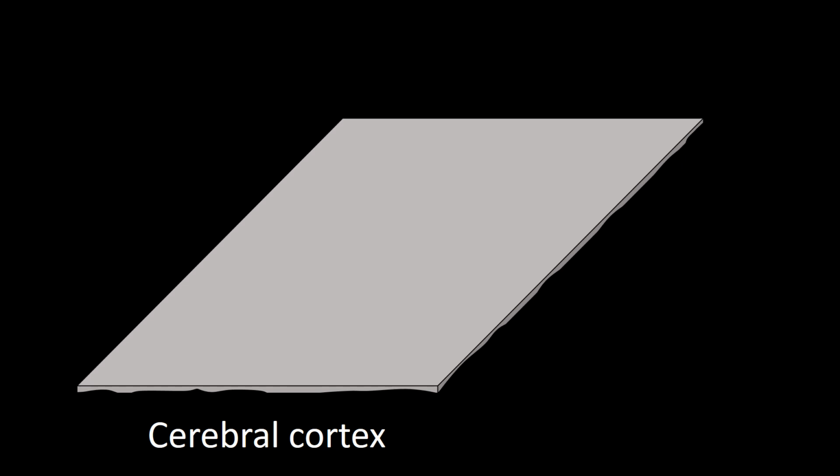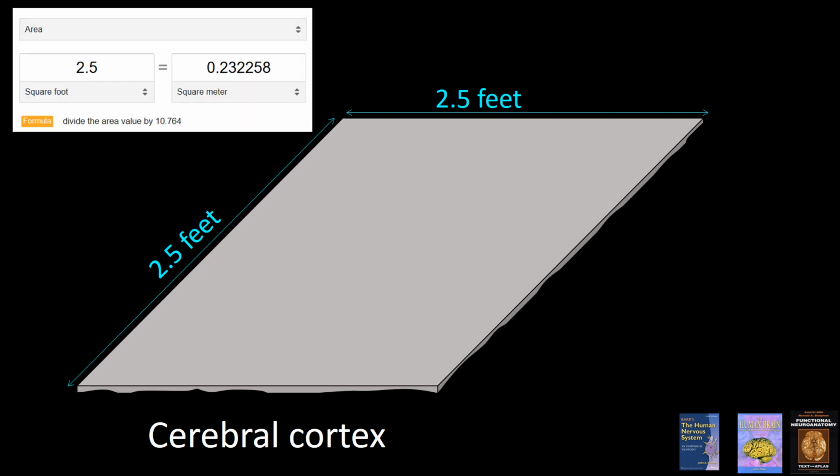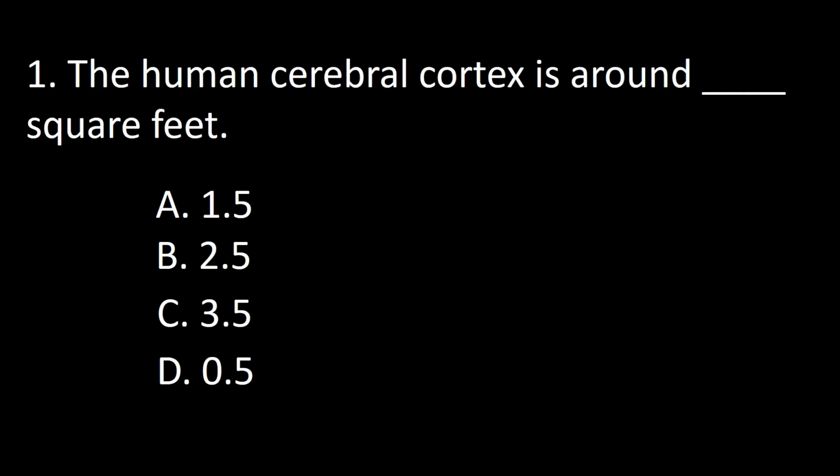The total area of the cerebral cortex has been estimated to be on average 2.5 square feet, which is about a quarter of a square meter. So the answer to this question is B.